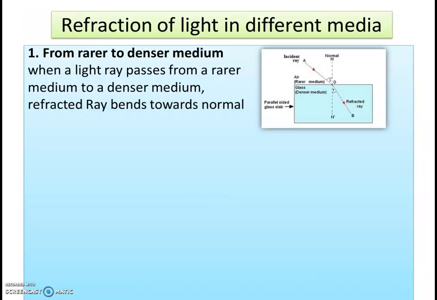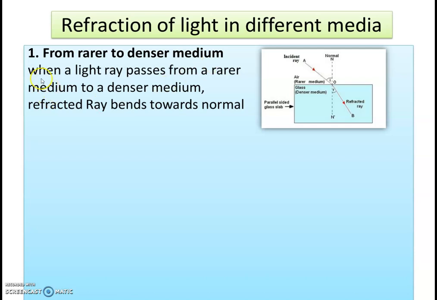In this topic, we will learn about the refraction of light in different media. When light is going from one medium to another medium, how its direction changes or how the angle changes, we will see in three conditions. Number one, when light goes from a rarer medium to a denser medium. Air is a rarer medium, while water or glass is a denser medium.